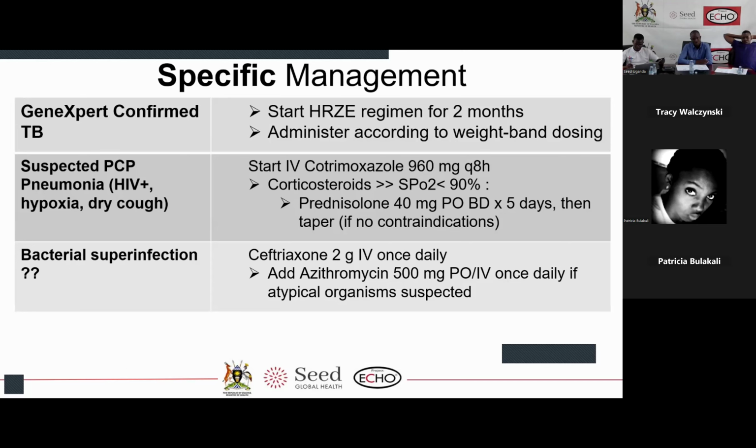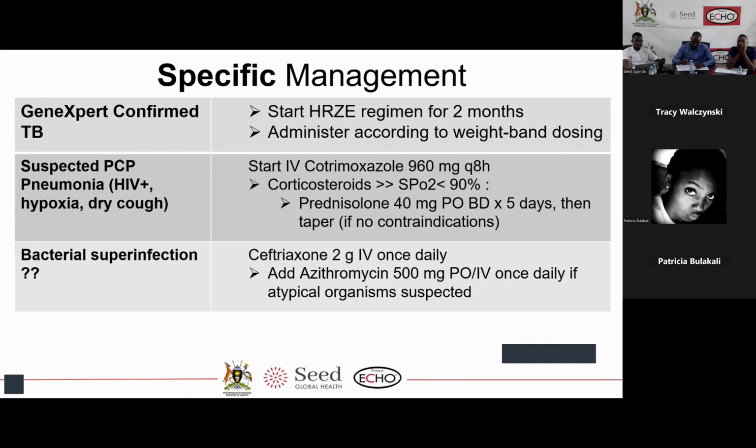Suspected PCP, pneumonia, HIV plus hypoxia and dry cough. Start IV cotrimoxazole 960 milligram every 8 hours. Consider adding prednisolone 40 milligram PO twice a day for 5 days with a SpO2 of less than 90%, then taper down if there is no contraindication. Bacterial superinfection, add ceftriaxone 2 gram IV once daily and azithromycin 500 PO once daily.